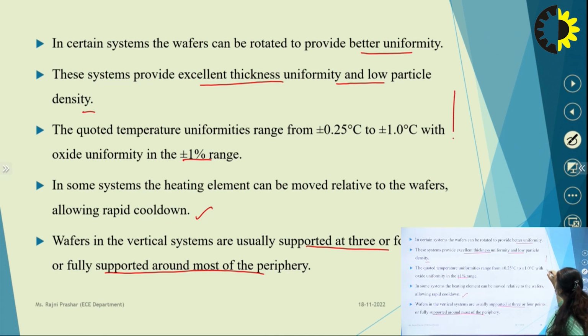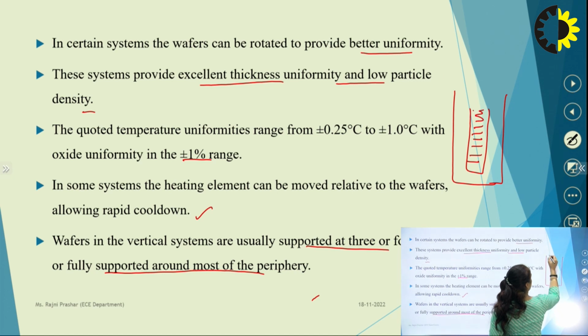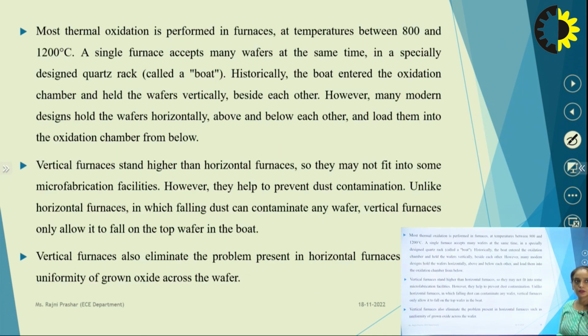If you have a vertical furnace, suppose we have a furnace like this, and we have this boat, and here your wafers are placed. Okay, the reaction gases will be passed from the top side, and then the oxidation will be carried out.